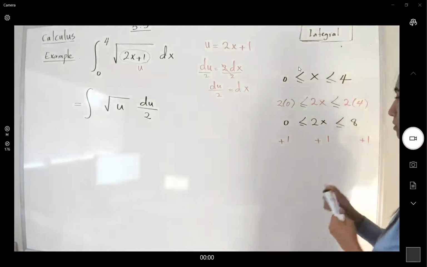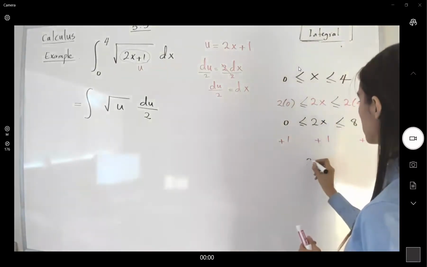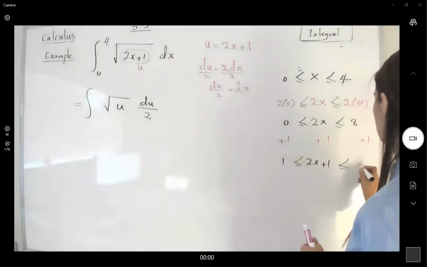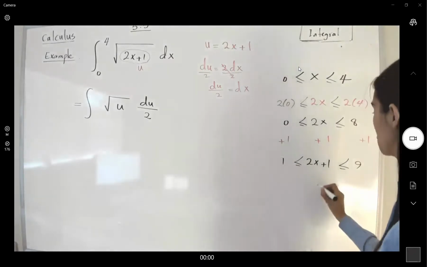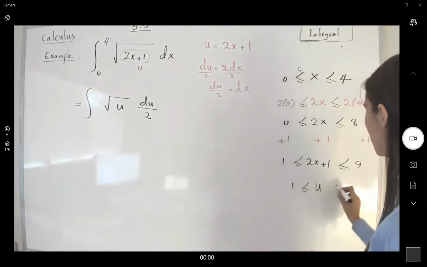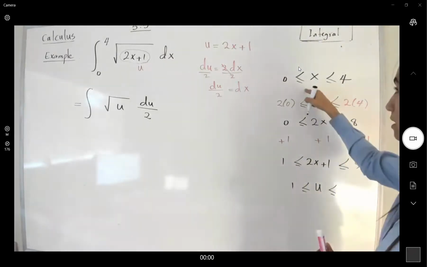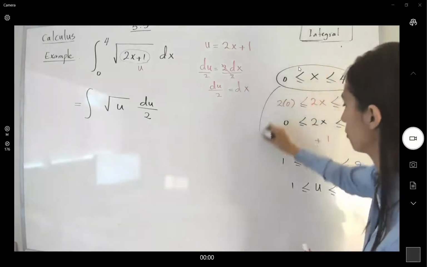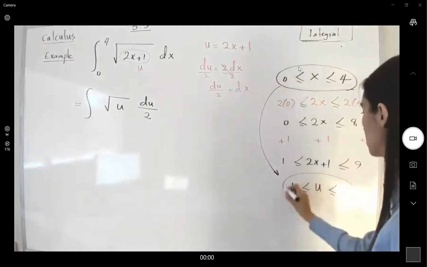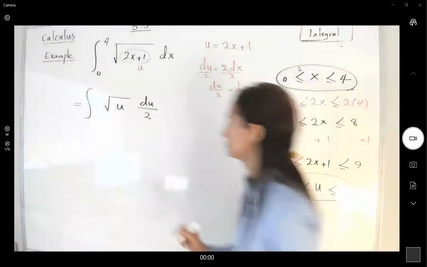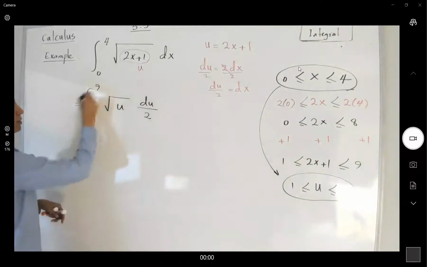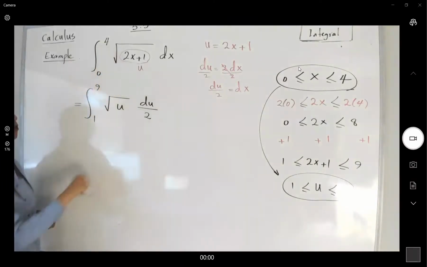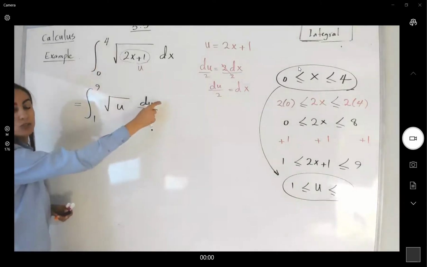So 2x plus 1 is bounded between 1 and 9. This guy is my u. So u is bounded between 1 and 9. I started from x bounded between 0 and 4 to u being bounded between 1 and 9. That makes sense. U is bounded between 1 and 9. It's not 0 and 4. We changed x into u.